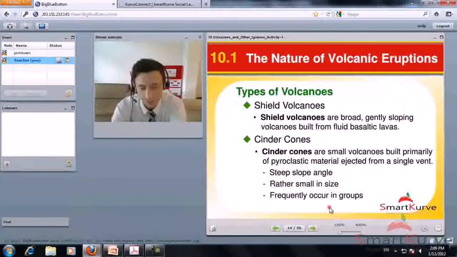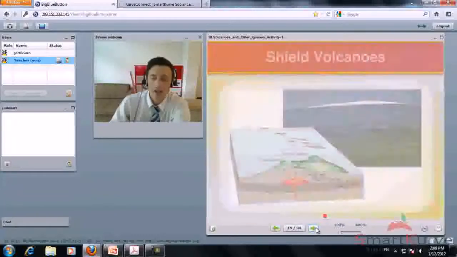The next type, cinder. Back on slide 14, cinder cones are small volcanoes built primarily of pyroclastic material ejected from a single vent. They're going to have a steep slope, they're going to be smaller, and they usually occur in groups.